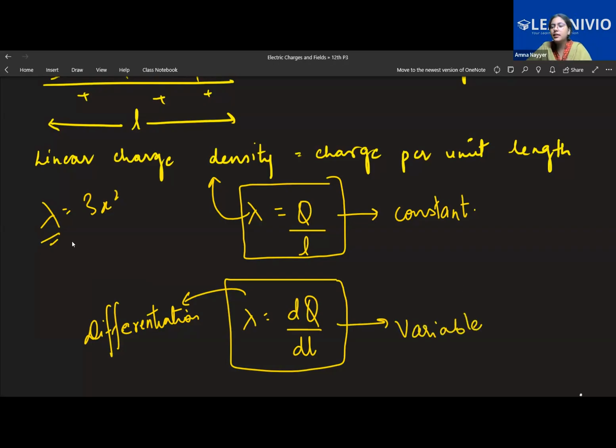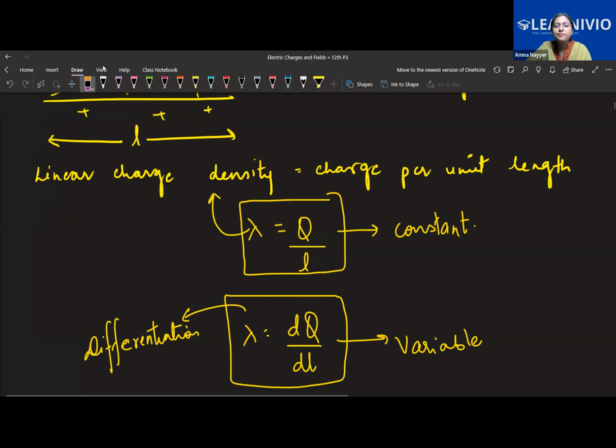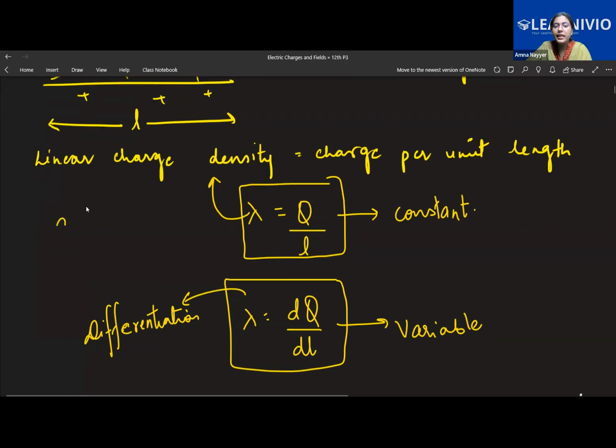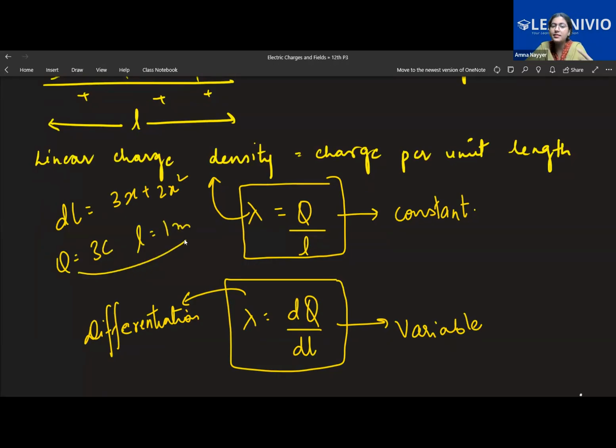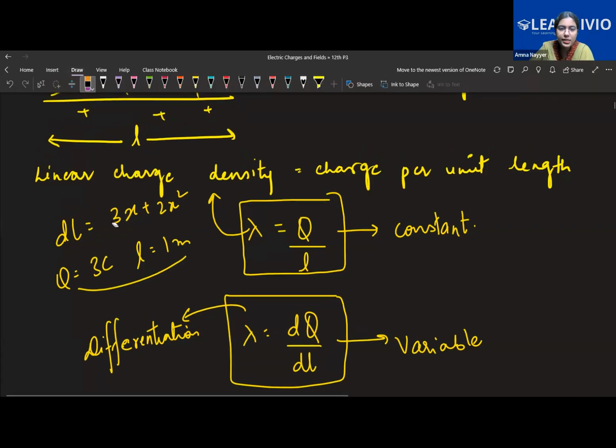So you will yourself see terms like time or x will come, it will not be fixed. Or if you see length is variable, like dl is given as 3x plus 2x squared, an equation is given for length, where you can analyze that this is variable. If I give you the charge constant, let's say 3 coulomb, and the length constant 1 meter, you can easily divide it and analyze that both are constants. So this is how you have to identify. I'll show you a question also based on this. Based on linear, at least we'll do 2 questions and then we'll move on to the next one.